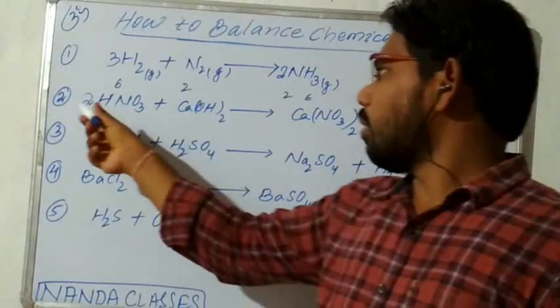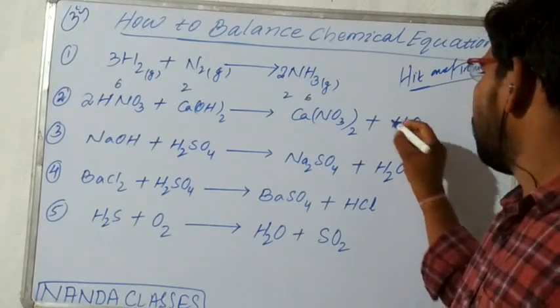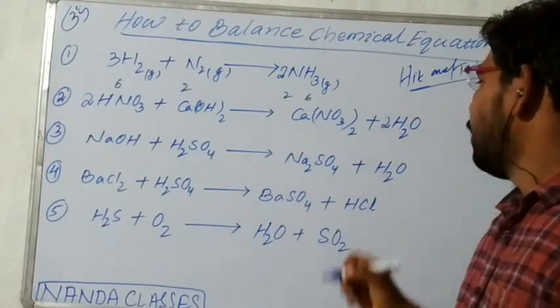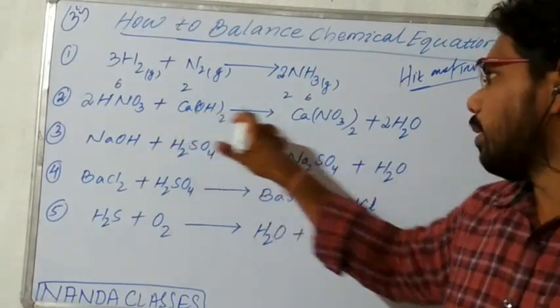Now the hydrogens are 2 on this side and 4 on the other. Then this side has 2, so that's why we are going to multiply by 2. Then hydrogens are also balanced. Calcium is also balanced. Then oxygen.